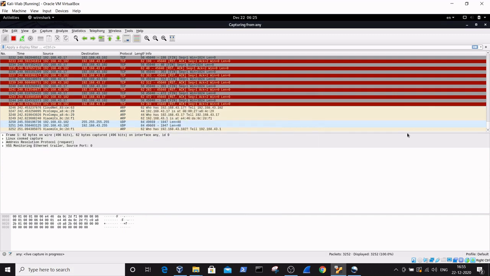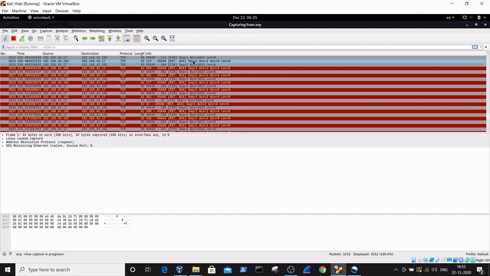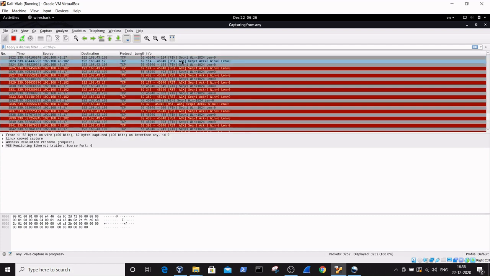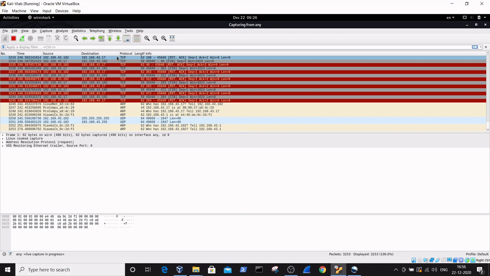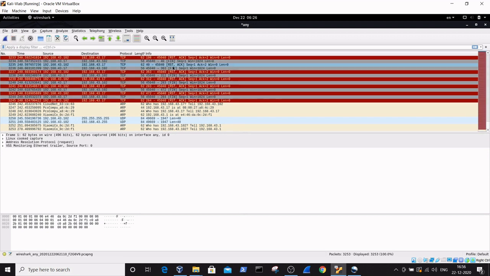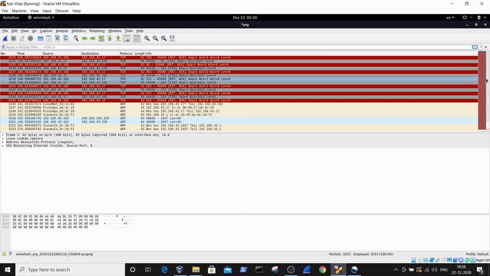Let us see what packets were captured while applying the FIN scan command. You can see here are the FIN packets that are sent to the various port numbers, and the reply that we got, highlighted in the red frames, is an RST plus ACK packet, and this means that the port is closed.